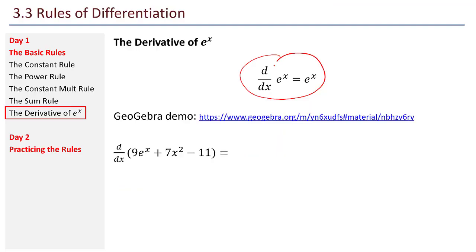Now, using some of these basic rules, we can tackle a function like this, 9 e to the x plus 7x squared minus 11. I'll take the derivative of that, and I get 9 e to the x. So by the constant multiple rule, I can ignore the 9 and take the derivative of e to the x. I get e to the x. Plus, now for this next part, the 7 stays there and the 2 comes down, so I'll get 14x. And then the minus 11 just goes away to 0. So in fact, that is my answer.